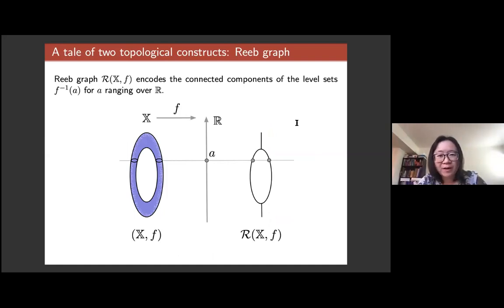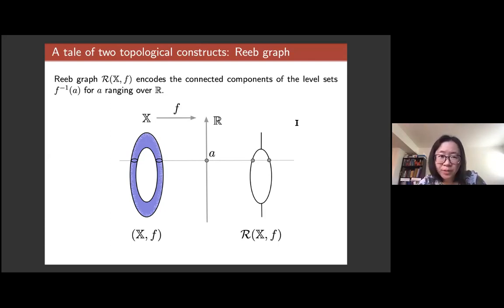So the Reeb graph, on the left-hand side: if I have a topological space, in this case a torus, that is coupled with a function, in this case a height function, then what I consider as my data is the underlying topological space X coupled with a function F.